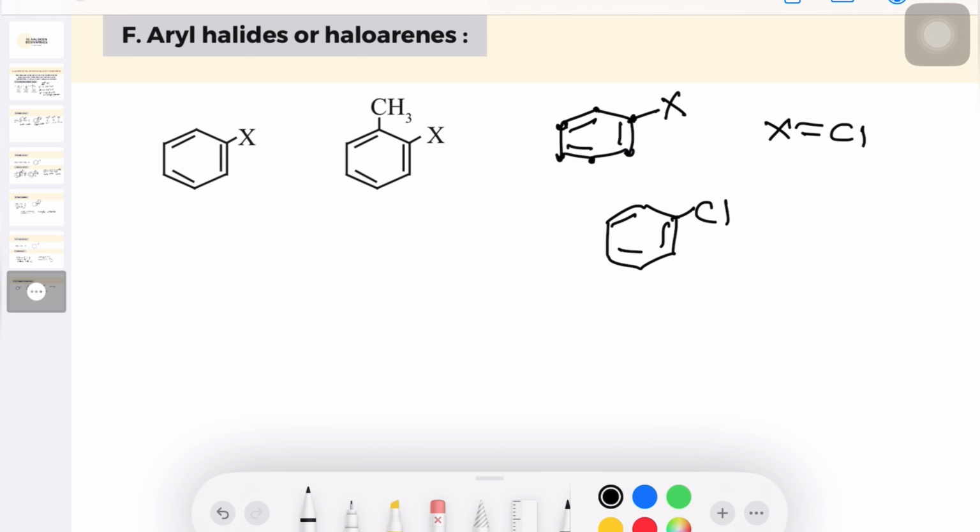Hope you understand this point, that is the classification of monohalogen derivatives.